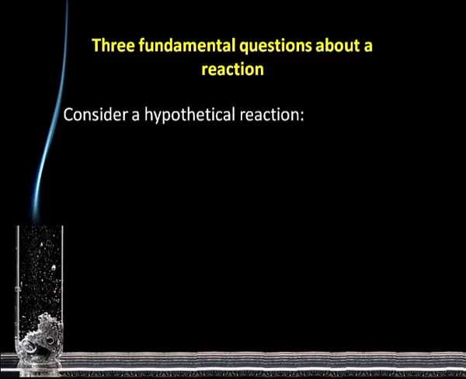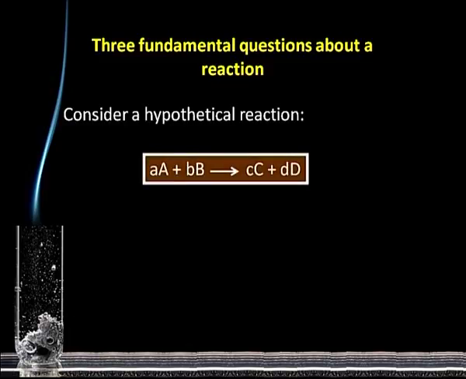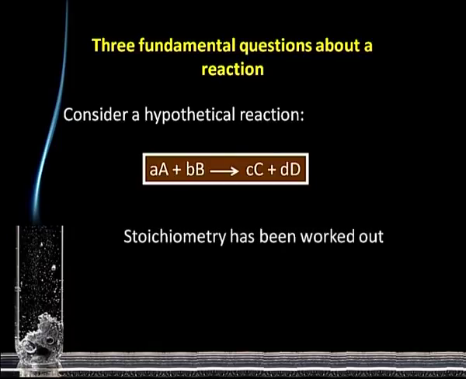When we talk about a chemical reaction, three fundamental questions come to our mind. Consider a hypothetical reaction: a moles of A plus b moles of B gives you c moles of C and d moles of D. What we have written is a stoichiometric equation. We are interested in, say, product D. We write the equation, try to balance it, and now we know if we carry out this reaction and if it goes to completion, we are going to get d moles of D.